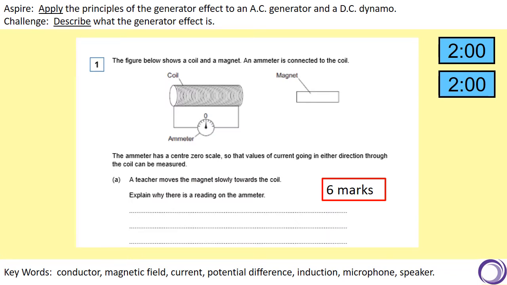A 6-mark question then. The biggest problem you might have is getting all of the marks, because it seems like a very straightforward question, but when you see it's worth 6 marks, you should be breaking it down into as many steps as possible. A little hint: talk about induced voltage and then talk about induced current, because it's an ammeter, so we're talking about current here. I'm going to give you 4 minutes, so 2 lots of 2.